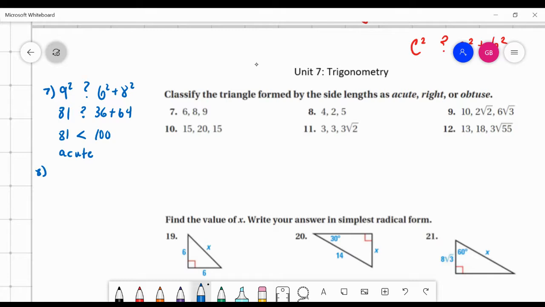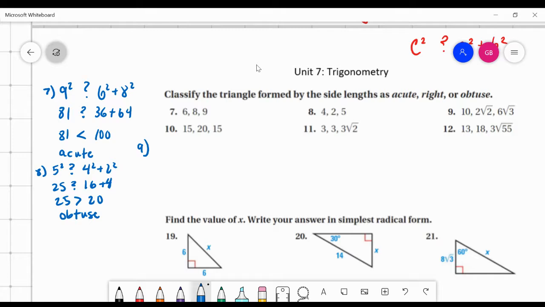Okay, number 8. How does 5 squared compare to 4 squared plus 2 squared? 25, 16 plus 4. So how does 25 compare to 20? Well, 25 is greater than 20, so this would make an obtuse triangle. Okay. Number 9.